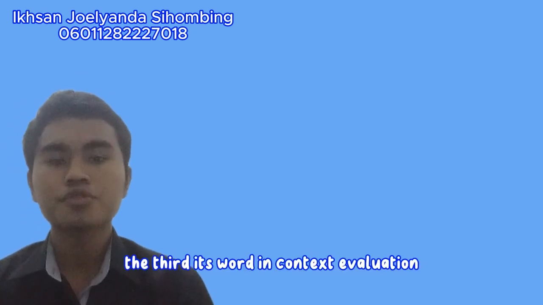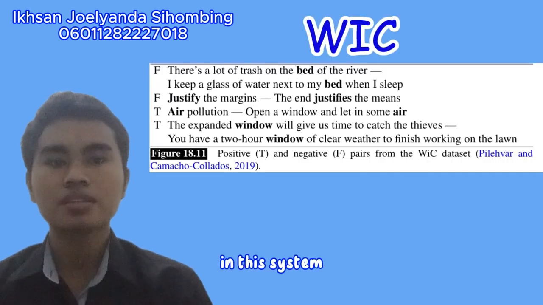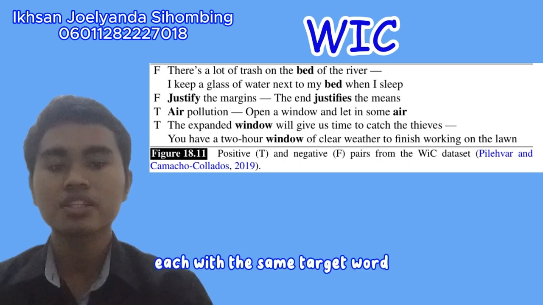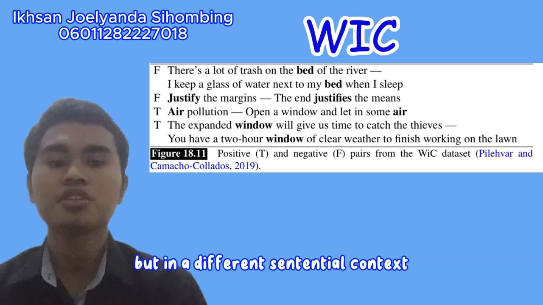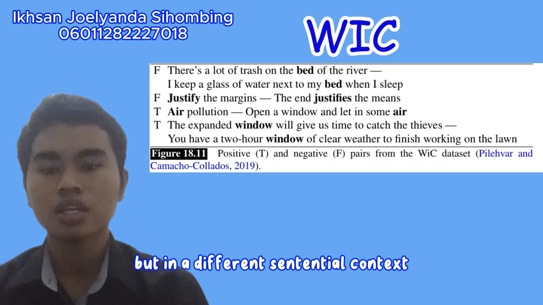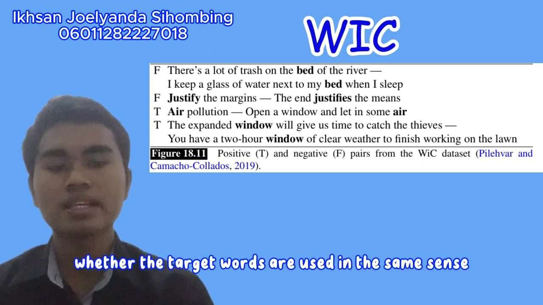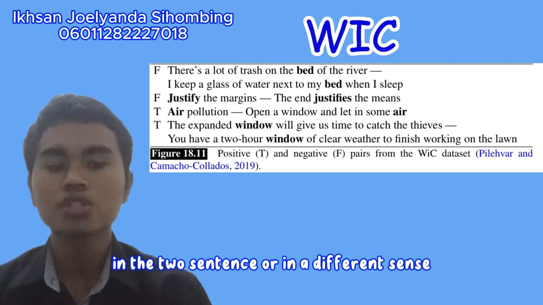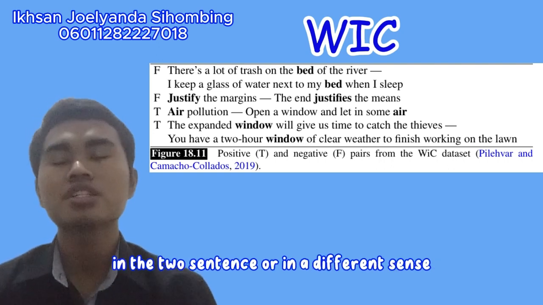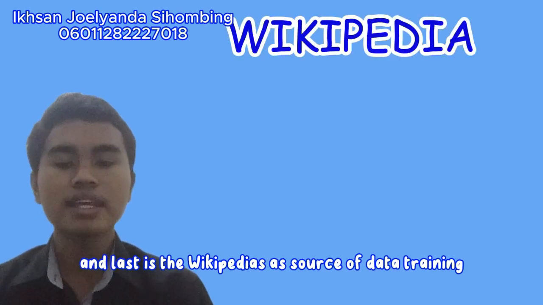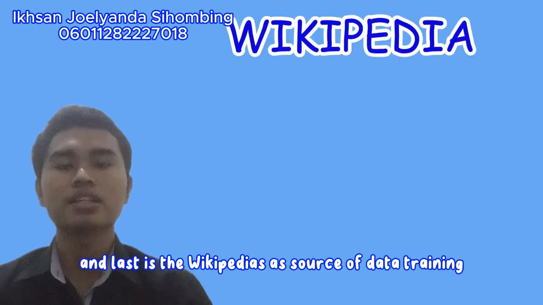The third is word in context evaluation. In this task, the system is given two sentences, each with the same target word but in a different sentential context. The system must decide whether the target words are used in the same sense in the two sentences or in a different sense. And last is Wikipedia as a source of training data.